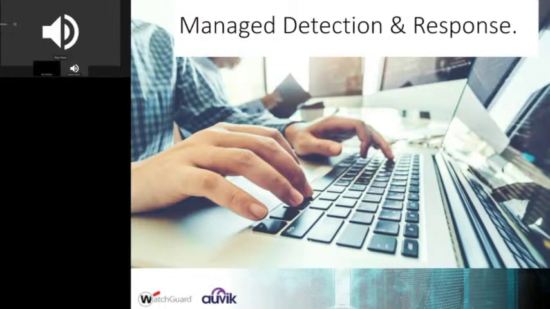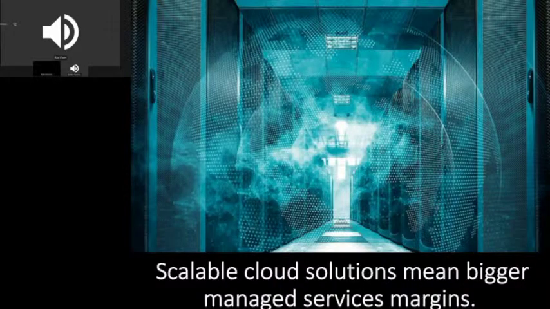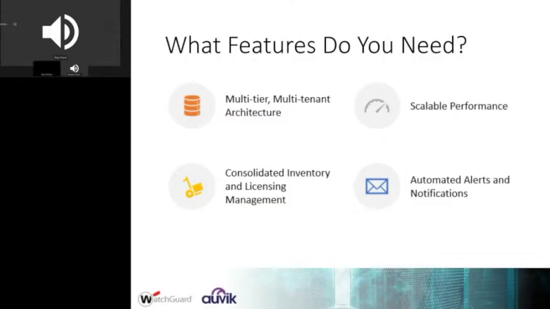So let's talk a little bit about scale, right? And how scaling and moving to the cloud means bigger margins. To do that, when you're looking at solutions as an MSP, as a service provider, you need to consider a number of different things when you're looking at vendors. There are four categories of features or functional areas of cloud solutions that you should be looking for.